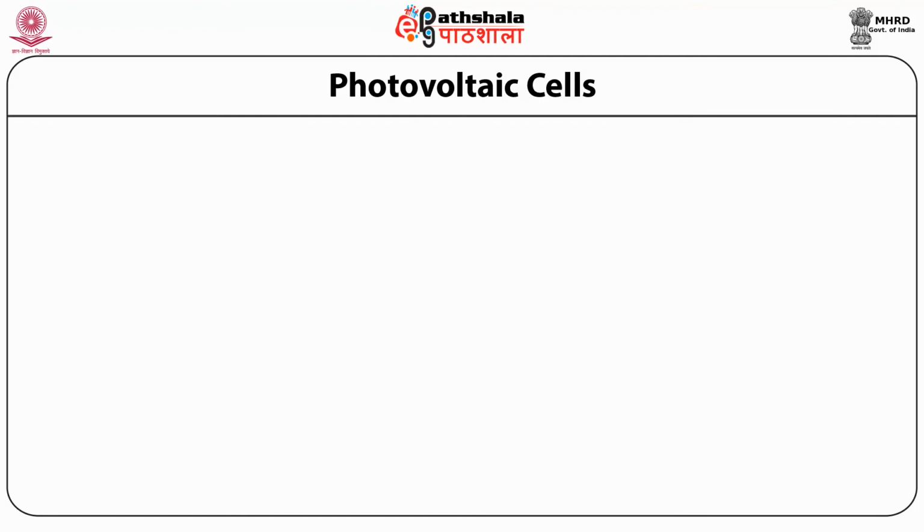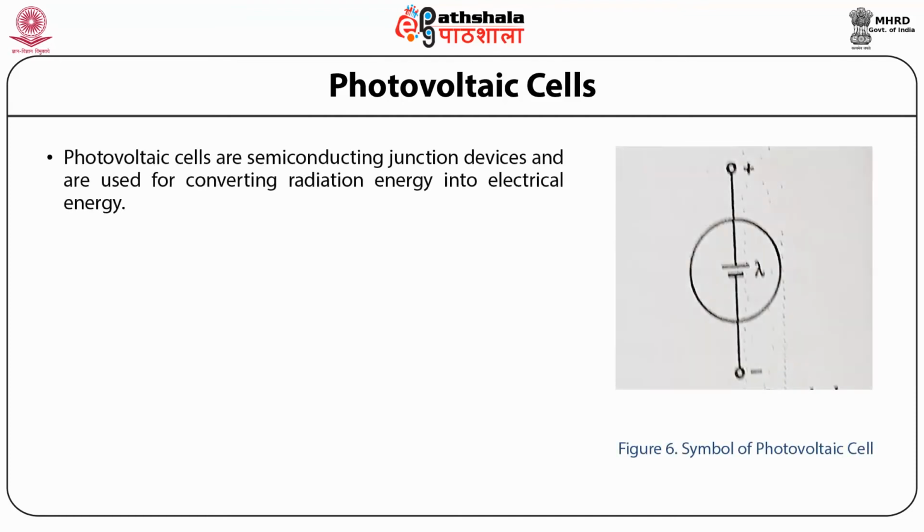Now students, let us study about the photovoltaic cells. Photovoltaic cells are semiconducting junction devices and are used for converting radiation energy into electrical energy. They generate a voltage proportional to electromagnetic radiation intensity and are called photovoltaic cells.